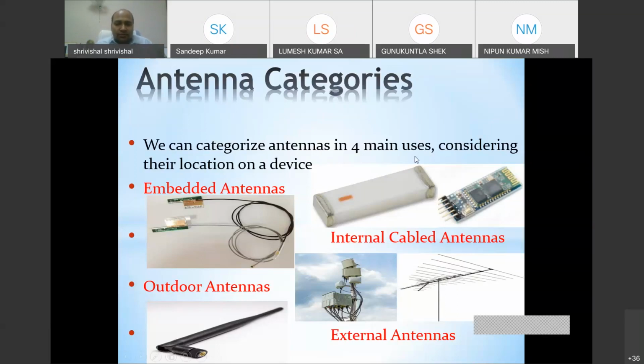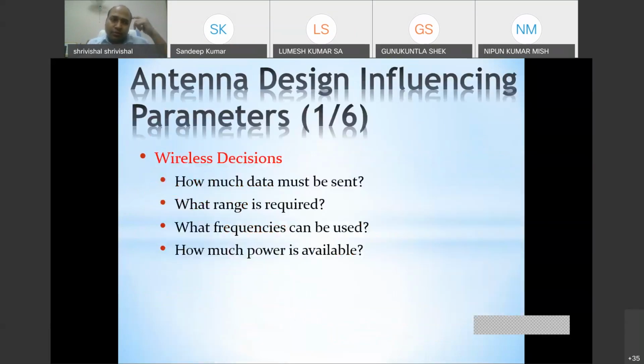So as we discussed, we can categorize into four broader applications. These categories are based on the application orientation, how we are using these antennas. Based on that, we have categorized them as embedded antennas, internal cabled antennas, outdoor antennas, as well as external antenna systems. The names as well as the figures are self-explanatory.